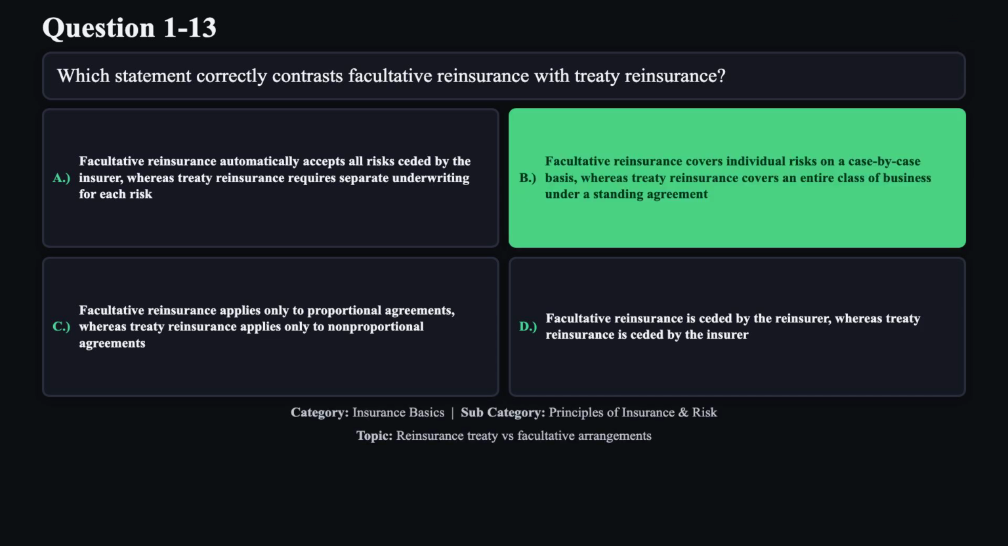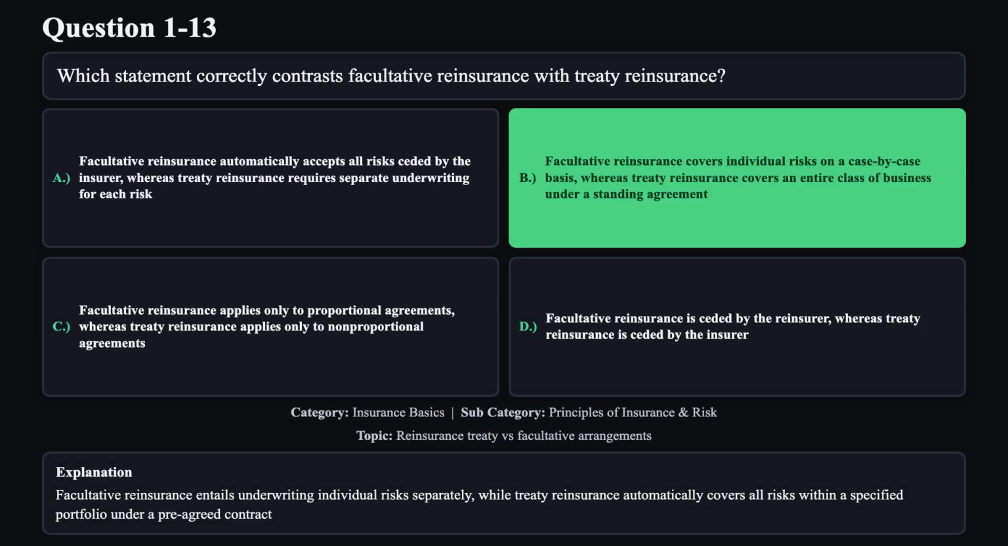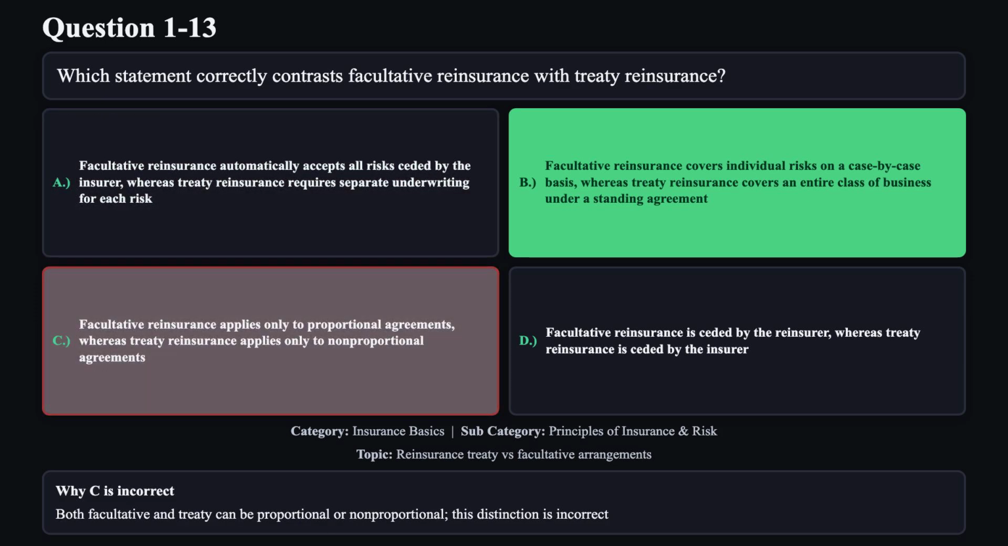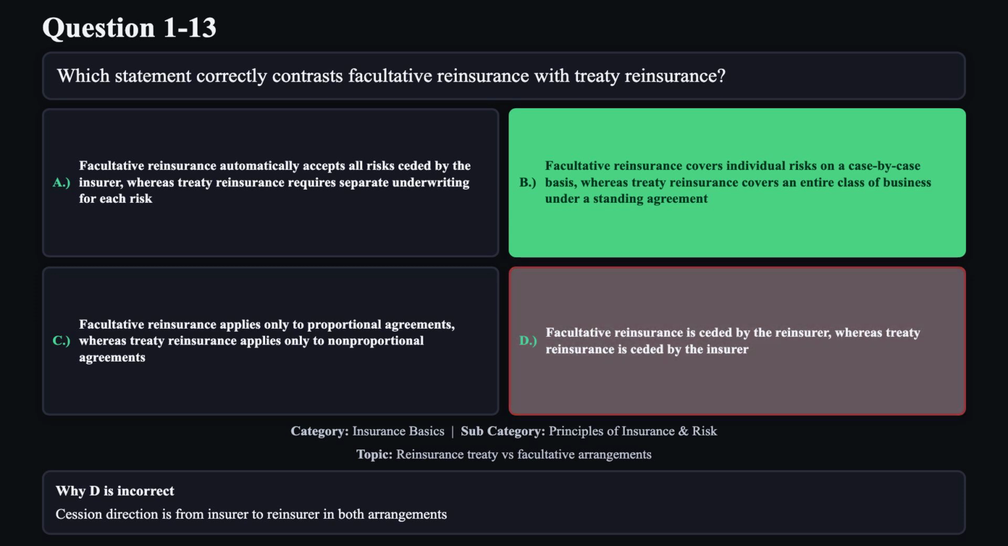The correct answer is B. Facultative reinsurance entails underwriting individual risks separately, while treaty reinsurance automatically covers all risks within a specified portfolio under a pre-agreed contract. Reason A is not correct. It attributes separate underwriting to treaty rather than facultative; the statement reverses underwriting requirements. Reason C is not correct. Both facultative and treaty can be proportional or non-proportional. This distinction is incorrect. Reason D is not correct. Cession direction is from insurer to reinsurer in both arrangements.